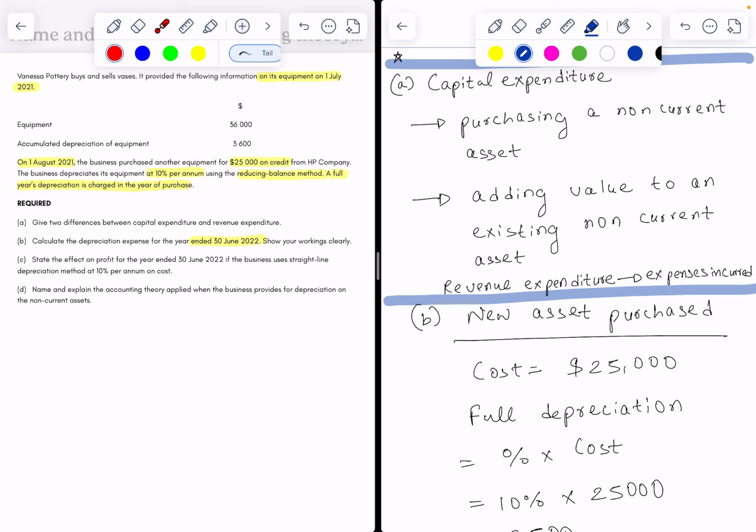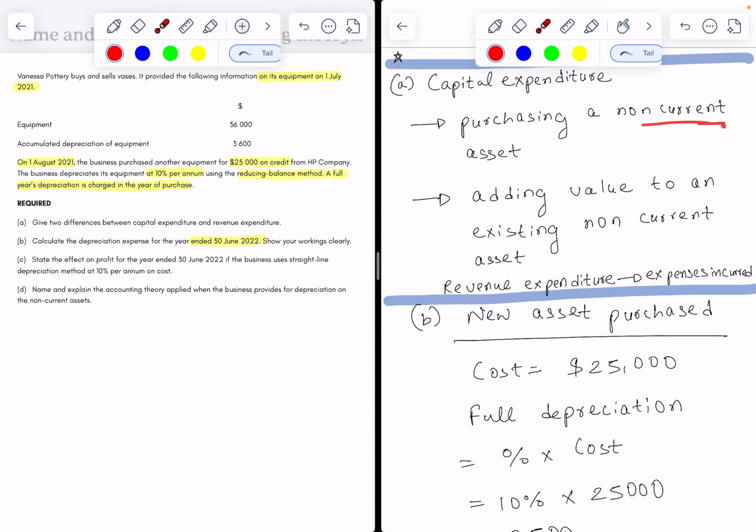All right. Now, based on all the information that's given to us, let's answer the first part, which is to give two differences between capital expenditure and revenue expenditure. So we understand the meaning of capital expenditure, which is to buy a non-current asset. So anytime you purchase a non-current asset, it is a capital expenditure.